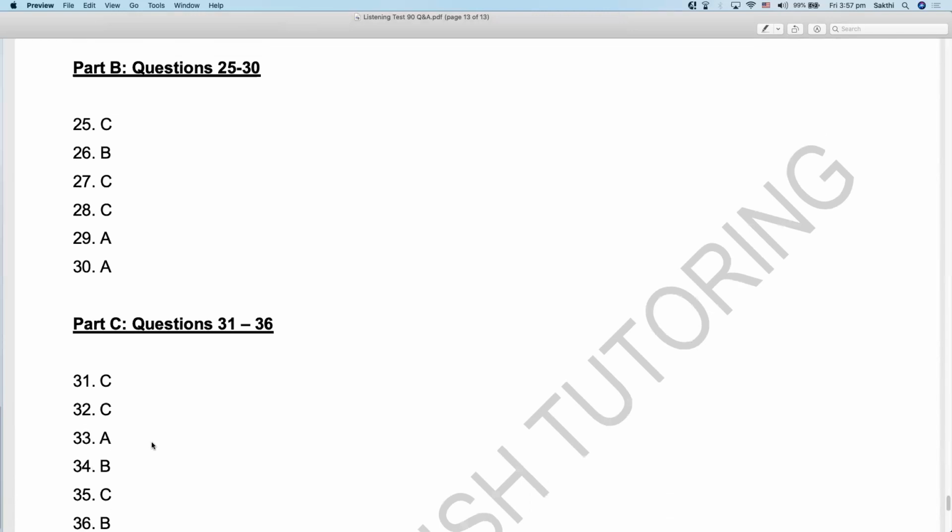For question number 25, part B, the answer is C. For question number 26, the answer is B. For question number 27, the answer is C. For question number 28, the answer is C. For question number 29, the answer is A. For question number 30, the answer is A as well.